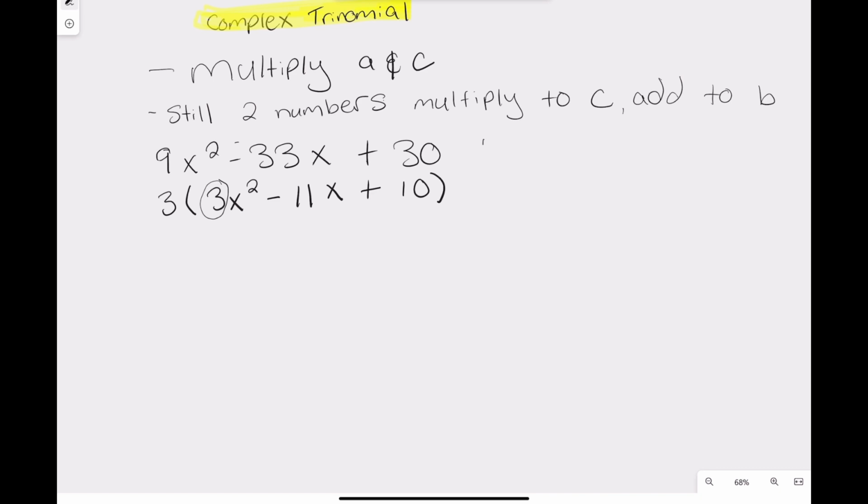So now we have to find a number that when multiplied is 30, and when added is negative 11. And that number is negative 5 and negative 6, because negative 5 times negative 6 equals 30, and negative 5 minus 6 is negative 11. So again, we're going to keep this 3 out here at all times, and we are going to keep the problem the same.